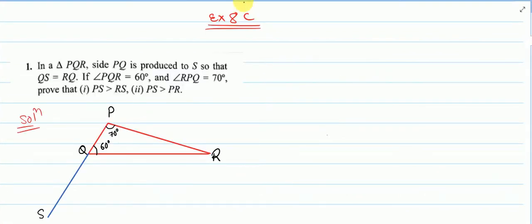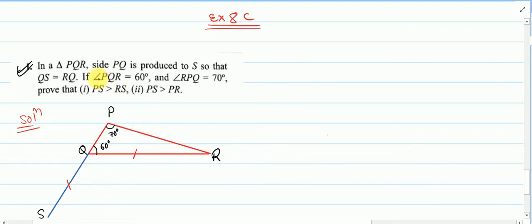Okay children, now let us see question number 1 from exercise 8C. So here is the question. It says, in a triangle PQR, side PQ is produced to S. So here this side PQ has been produced till S, so that QS is equal to RQ. That means once you extend this PQ till S, in that case QS becomes equal to QR.